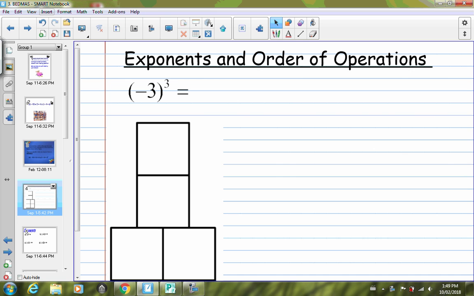So today we're going to be talking about exponents and order of operations. This is an important topic, one that you are going to need to know. Your first quiz is going to have lots of work on this, and it's a good indication of where you sit in this class. So I just want to show you a problem.